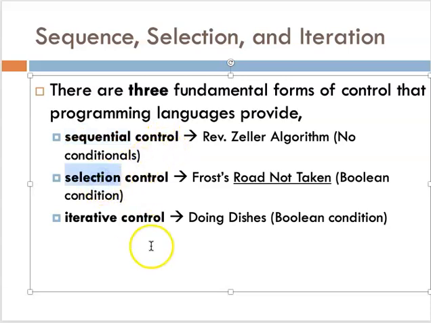For selection control, what you might want to think about is the Robert Frost poem, The Road Not Taken. In this, there's a traveler going on a path and he sees the road bifurcate into two different paths. There's a left path and a right path, and he has to decide which path to take. Now, the poem has some interesting complexity to it, and it's often misinterpreted, but for our purposes, it's that decision that you have to make. You have to select one path, either the left path or the right path. How do you make such a selection?